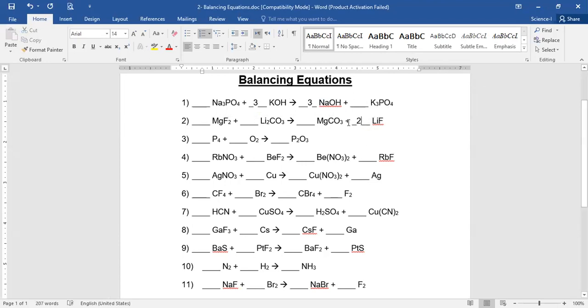Good. So like this, once we add 2, how many lithium we have now? 2. And here? 2. Good. Okay. So how many carbon do we have? 1. And here? 1. How many oxygen do we have here? 3. And here? 3. So is it balanced now? Yes. Yes, you're right.